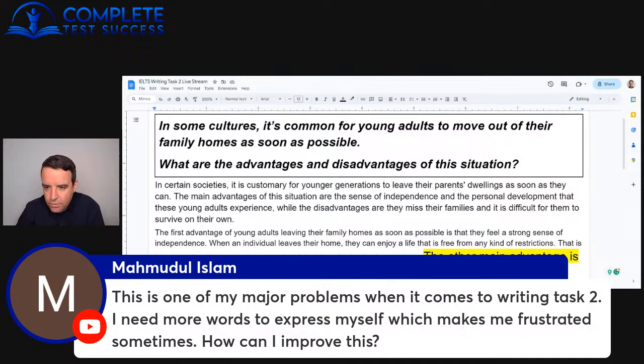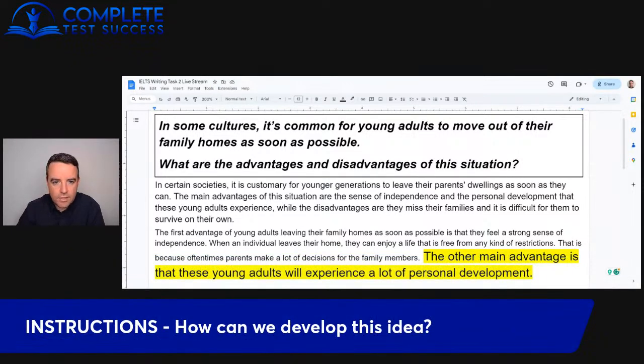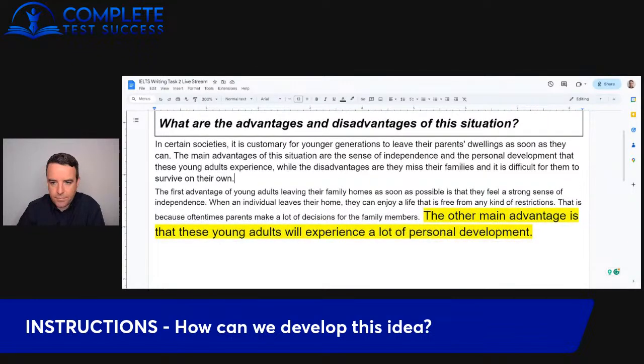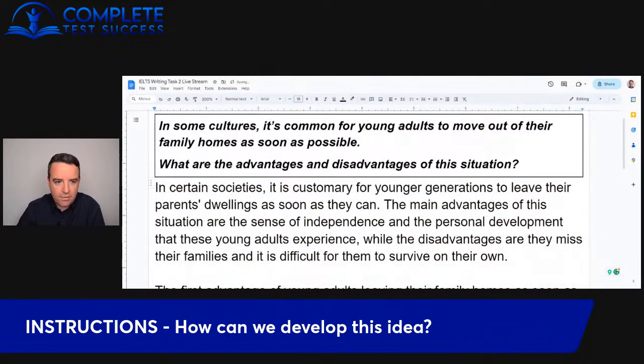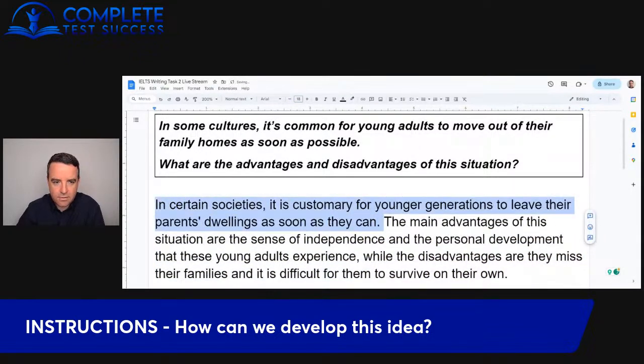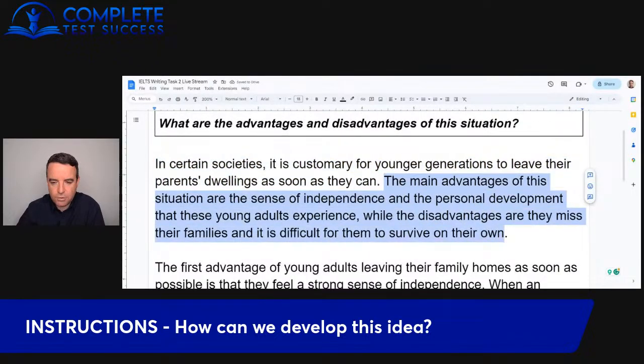Okay, so there are no more comments coming in at the moment. So let me just explain what we'll do. I'll explain what we would need to do in the rest of the essay and we'll finish up there. So far we have our introduction. So we paraphrased the question and we said what main ideas we were going to discuss.